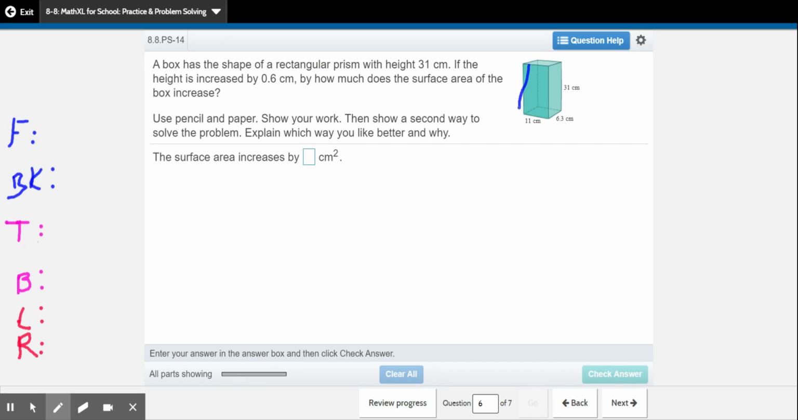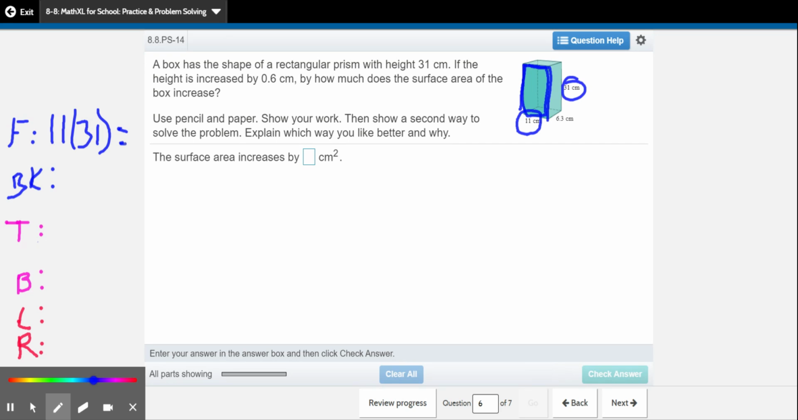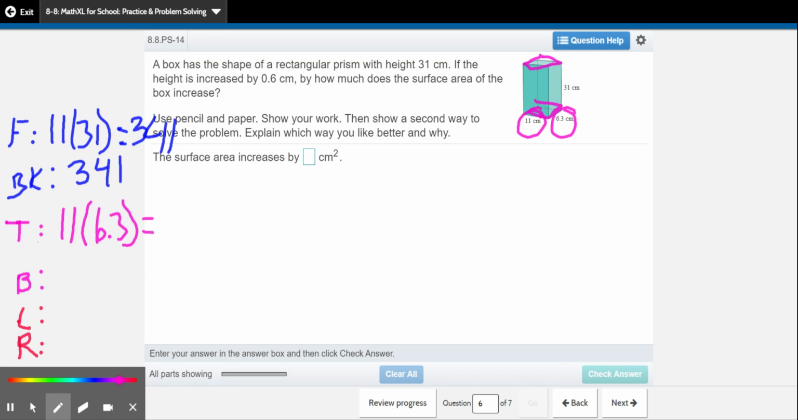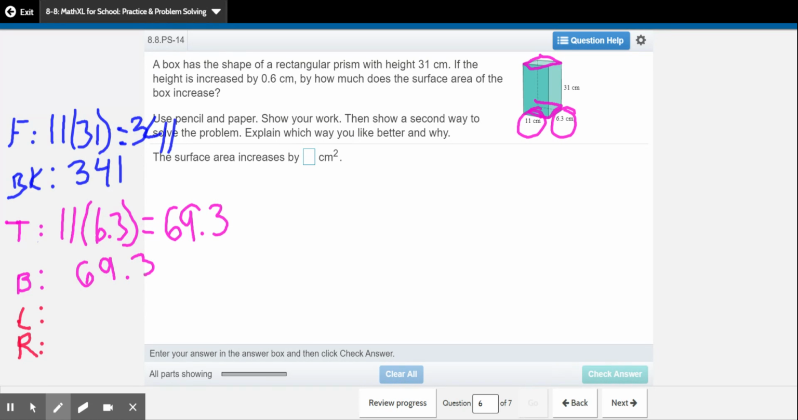Again, the front and the back are the same. They are both rectangles. So our length and our width is going to be 11 and 31. What is 11 times 31? 341 for both the front and the back. Now let's talk about the top and the bottom. We're using these numbers here, 11 and 6.3. So 11 times 6.3 is... and again, this is centimeters squared for all of these.